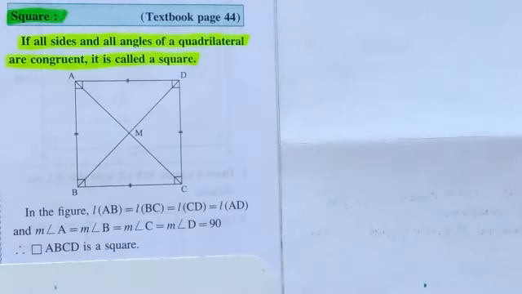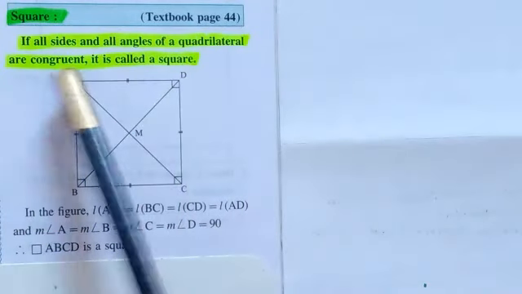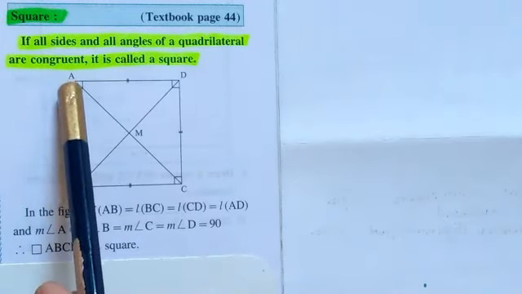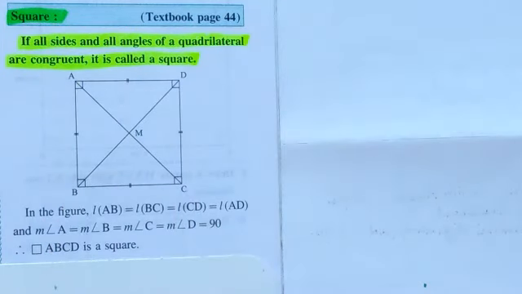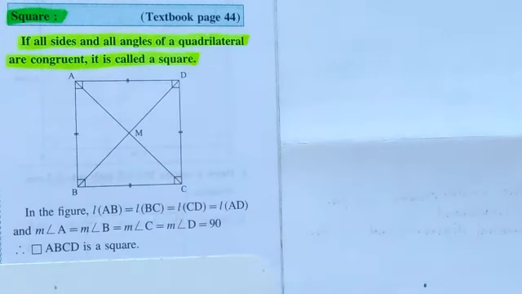Let's see the second type of quadrilateral, that is the square. If all sides and all angles of a quadrilateral are congruent, then it is called a square. If you observe this figure, quadrilateral ABCD is a square where all the angles have the same measurement. It means they are all right angles, so the measurement of all these angles is 90 degrees. Even each side of this square has the same measurement. That's why it is called a square.